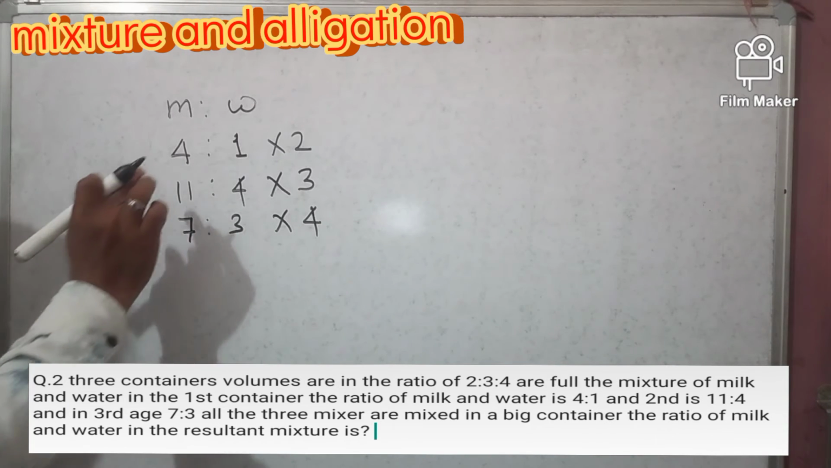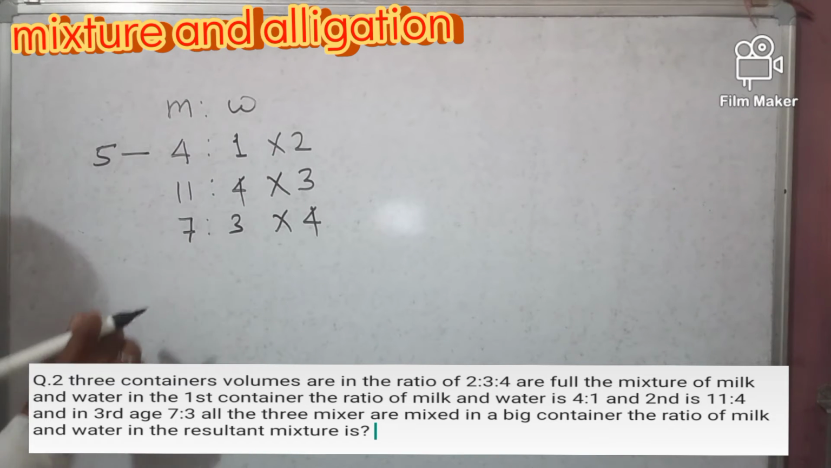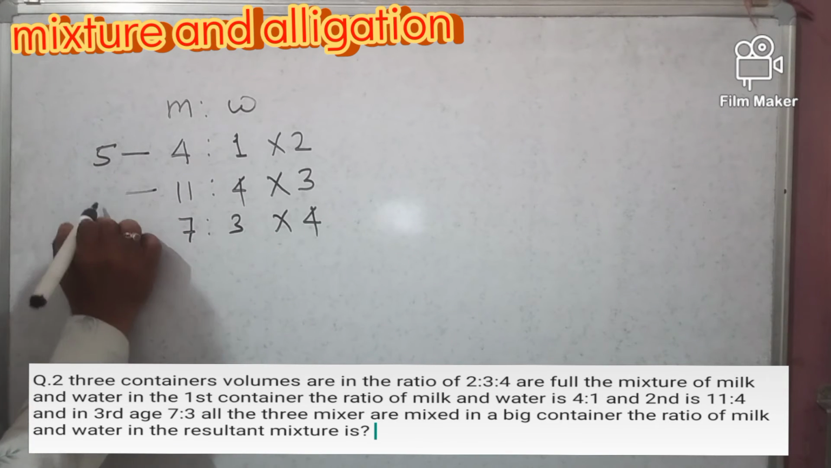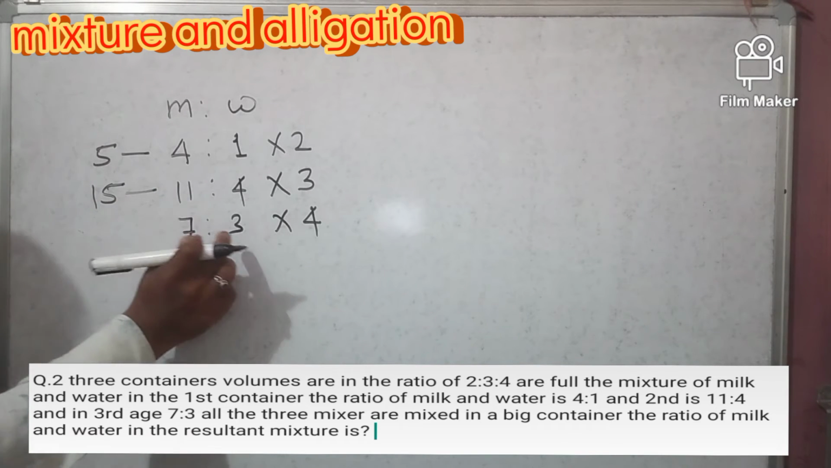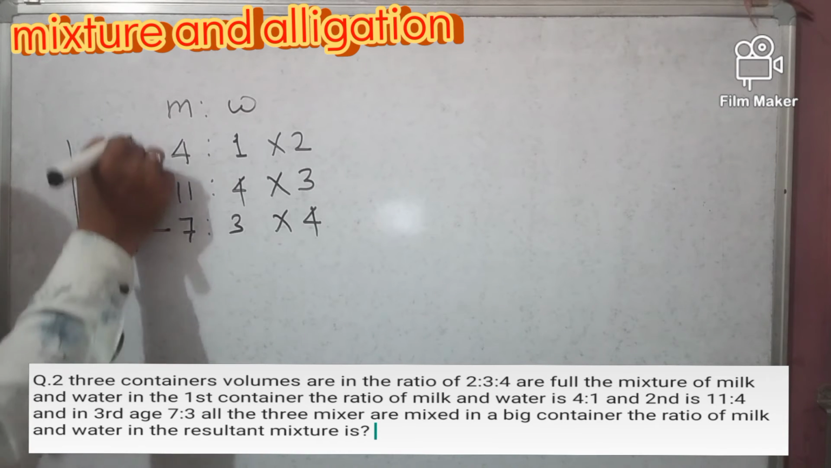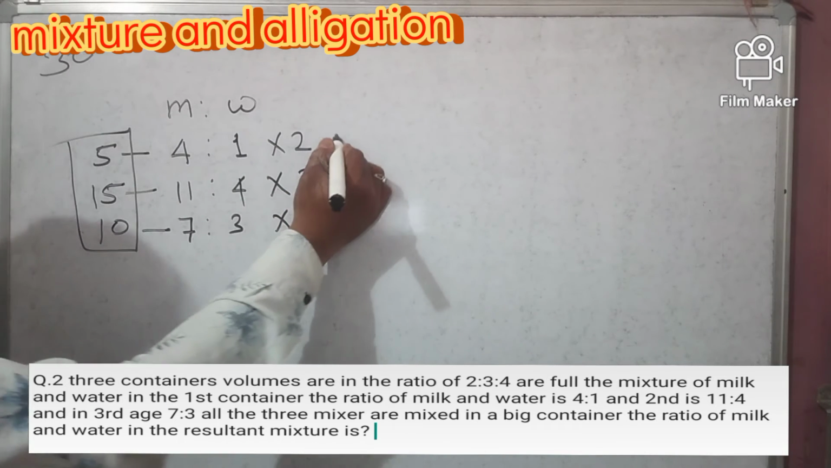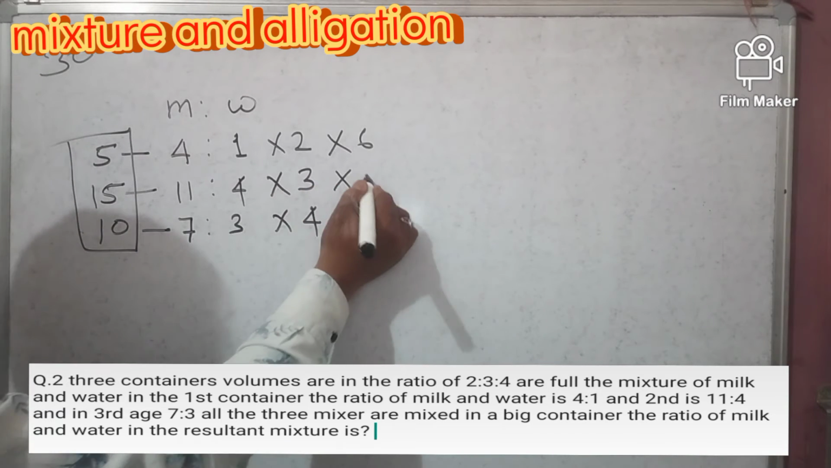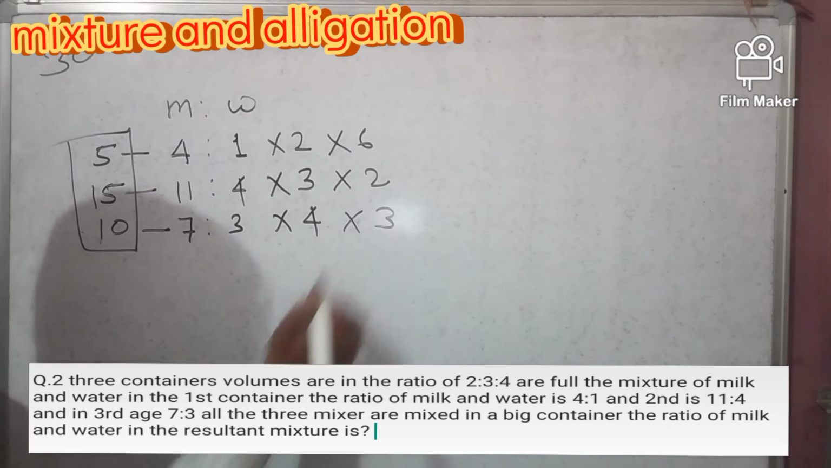Now see here, milk is 4 part, water is 1 part, so total part is 5 part. Milk is 11 part, water is 4 part, so total part is 15 part, right? Milk is 7 part, water is 3 part, so total part is 10. Again take the LCM if the parts are not the same. LCM will be 30. So 5 goes 6 times, so multiply with 6. 15 goes 2 times, so multiply with 2. 10 goes 3 times, so multiply with 3.